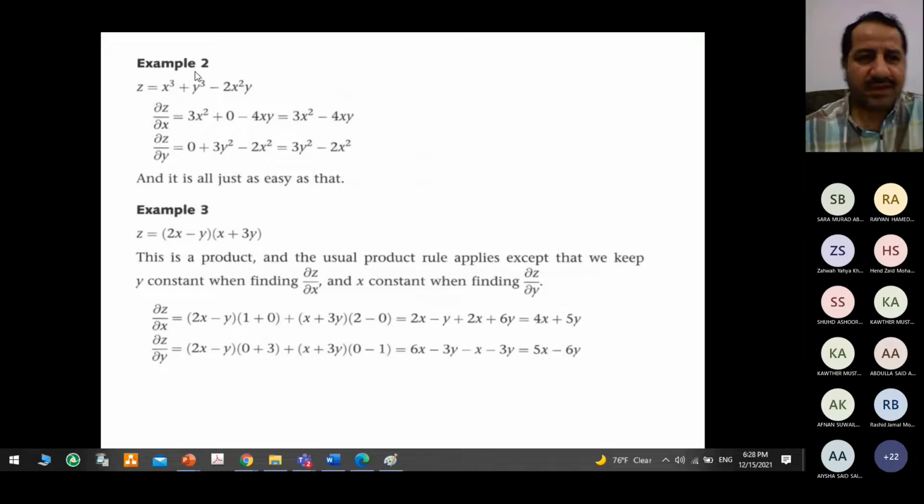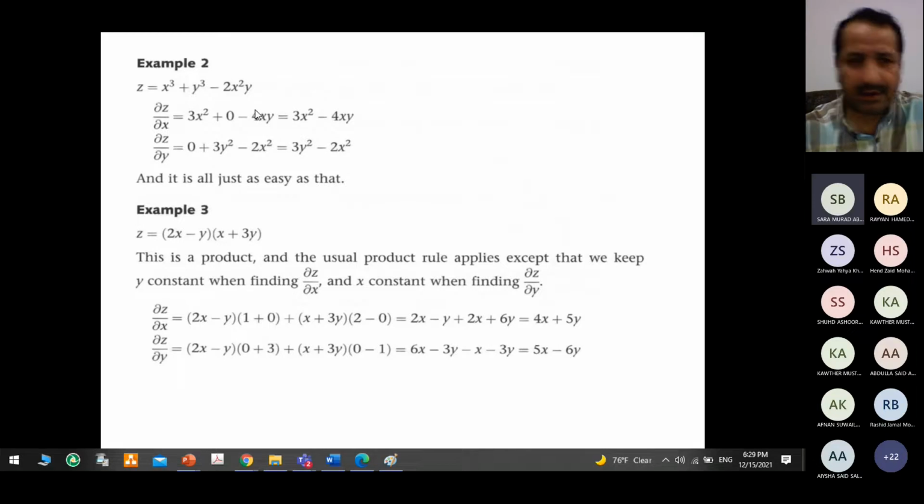Now next, I go for another example here. You see, I'm changing the variables, but the idea is the same. Here, z equals x to the power 3, y to the power 3, minus 2x squared y. He told me to differentiate with respect to x. I will say, okay, this is 3x squared, this is 0, this is minus 2 times 2, minus 4xy. Very simple. Are you copying? Are you following?